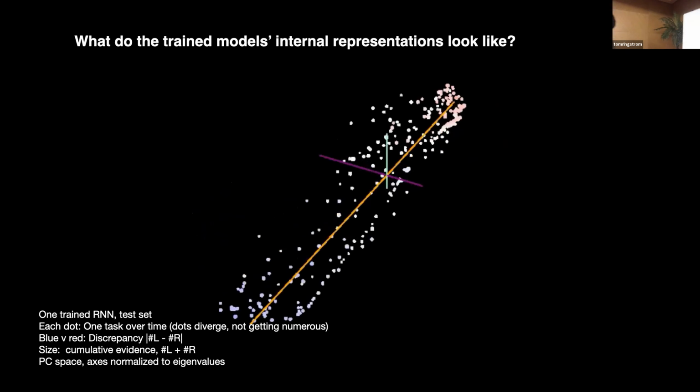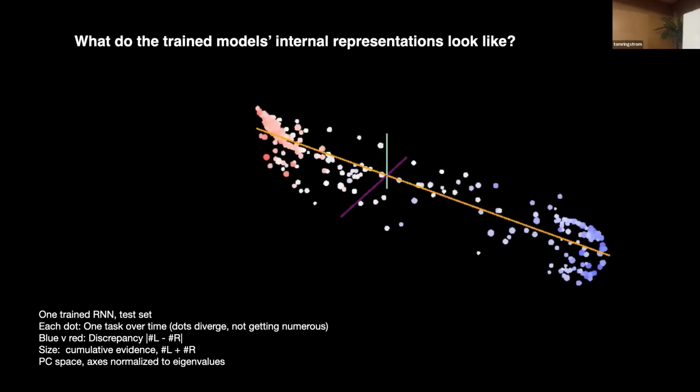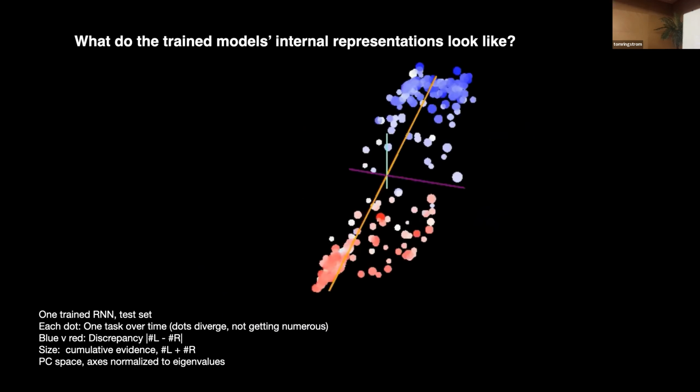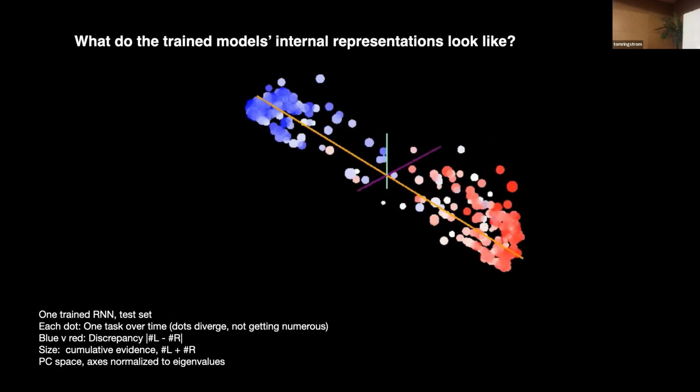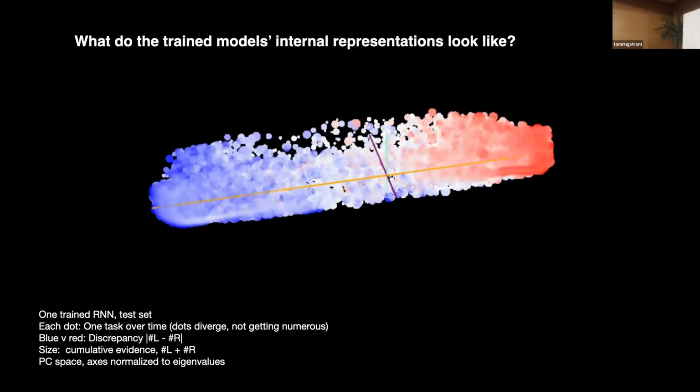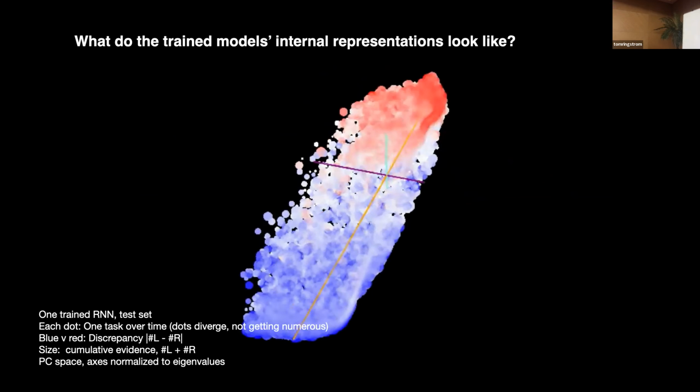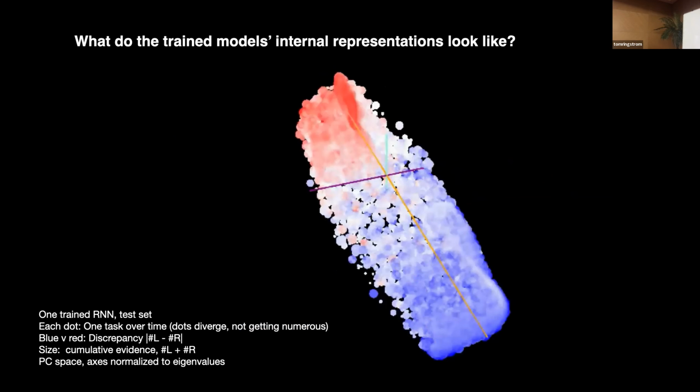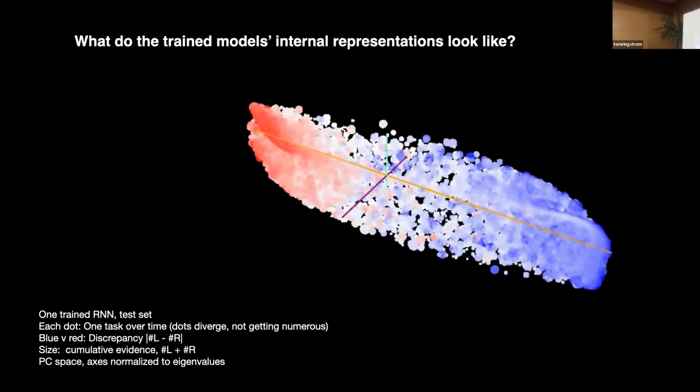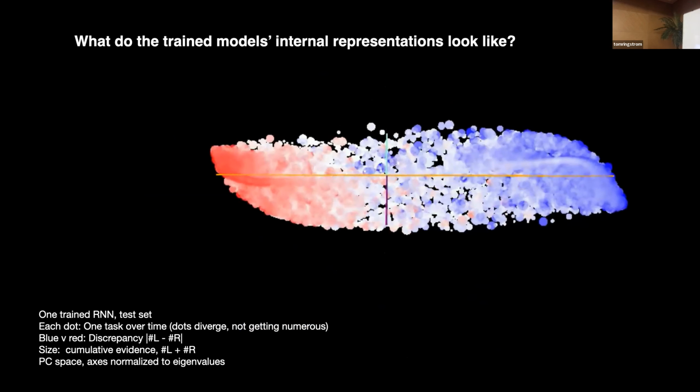Okay. This is the test set. Each dot is one task over time. What you see over time is the dots diverging. They're not getting more numerous. The colors blue and red are the number left minus number right, the absolute values. The size of the dots tells you the cumulative evidence, which is the sum of the number of pulses on the left and the right. This is in principal component space, and the axes are normalized to the length of the eigenvalues. So yes, indeed, as we expect, they do form fixed points in state space, because we know what to do with integration type things. We know what we're looking for, and that's what happens.